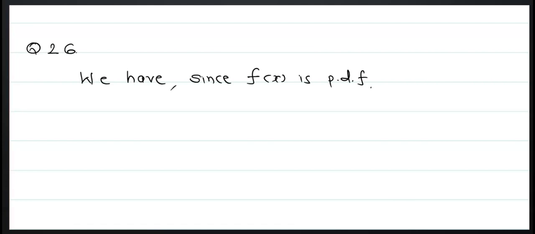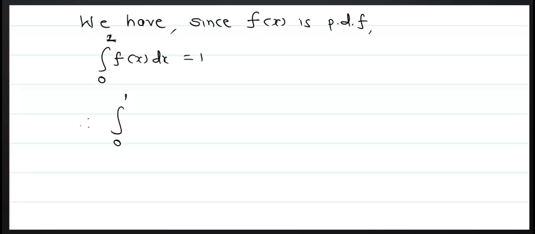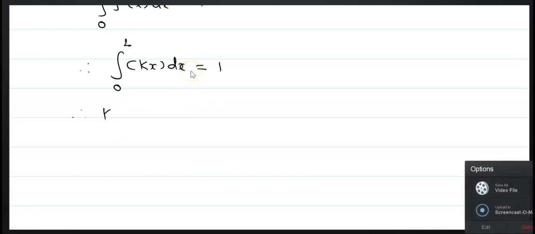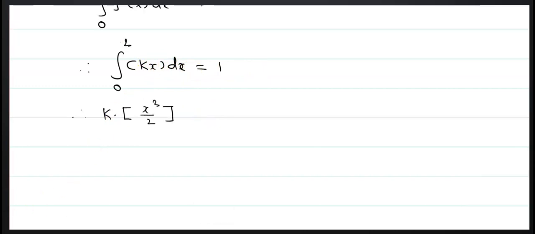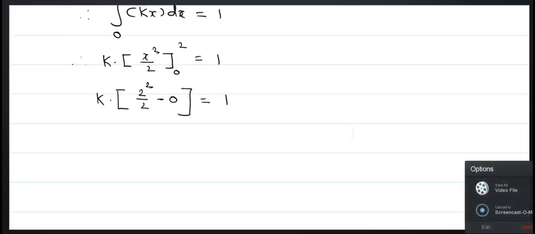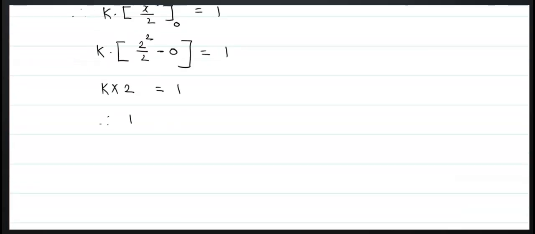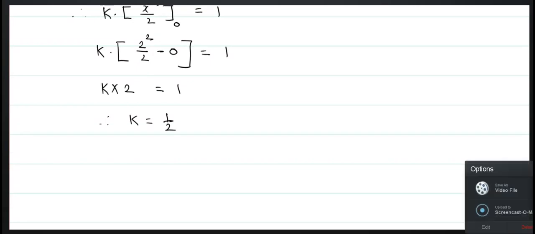We have seen that f of x is the probability density function. Its integral from 0 to 2 of f of x is equal to 1. Therefore, the integral from 0 to 2 of kx dx is equal to 1. Integrating, that is k x square upon 2, lower limit is 0, upper limit is 2. Substitute the value. Therefore, k into 2 raised to 2 upon 2 minus 0, that is k into 2. Therefore, k is equal to 1 upon 2.